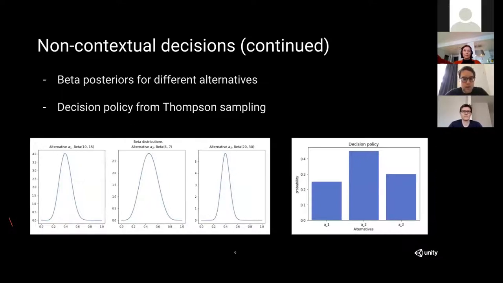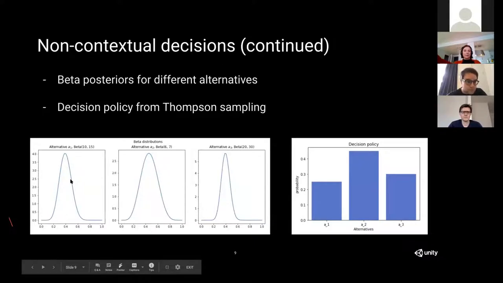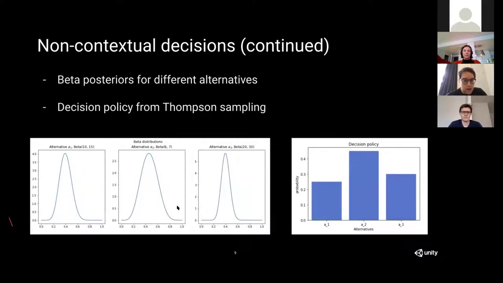So let's look at the situation when we then have, let's say, three alternatives, like here on the left. Let's say we've reached three posterior distributions for the three different alternatives, and we somehow have to make a decision based on these distributions. It's not immediately clear which one of these would be the correct one or the best one. So instead of trying to guess that, we simply ask for each alternative, what is the probability that this alternative is the best one? This process is called Thompson sampling, and what it gives us is this kind of decision policy that we have here on the right.